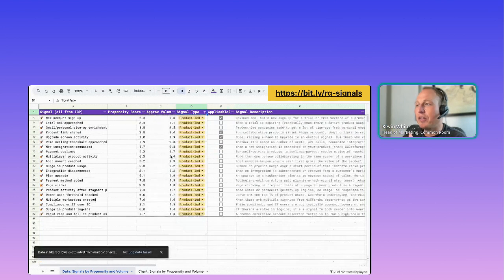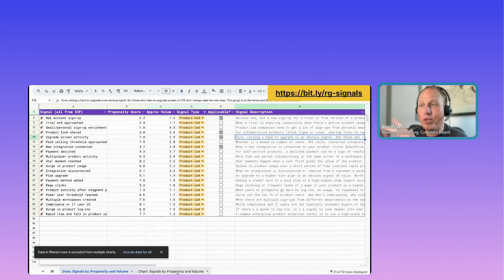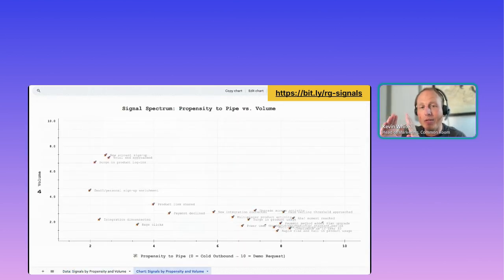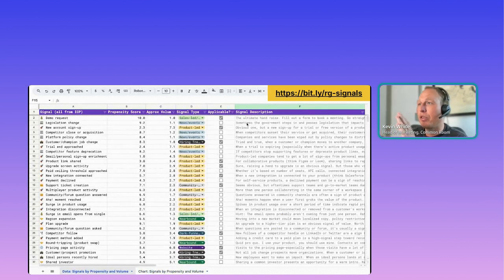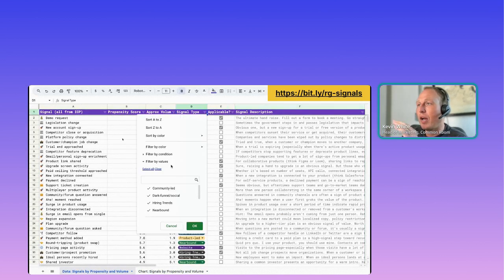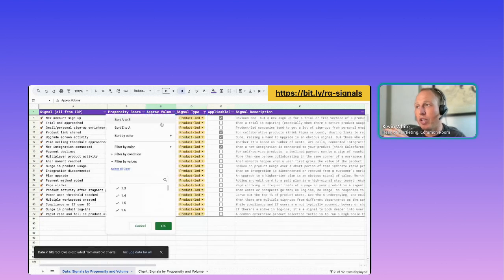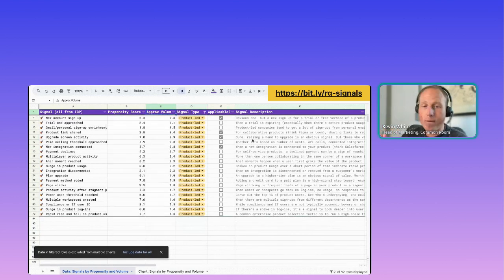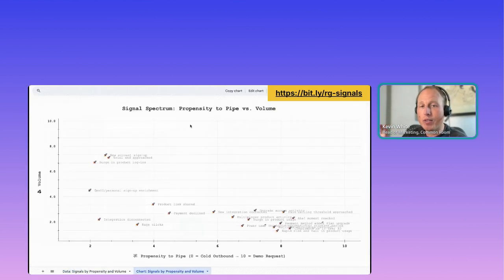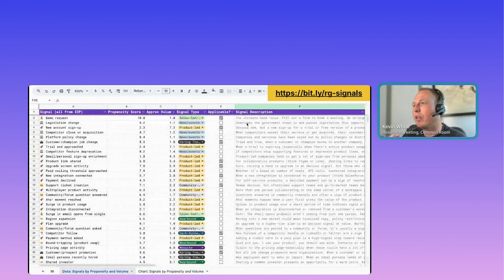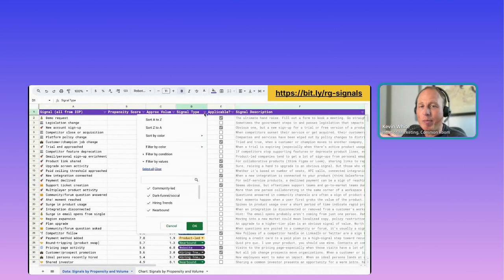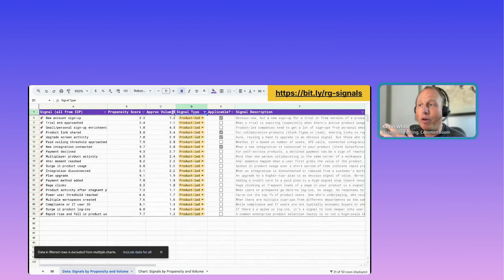The next thing I like to do, in the spreadsheet too, is look at the signals and approximate both the propensity score, meaning how likely that signal is to convert to a next stage, and also what volume of signal you can expect to get. A demo request is one example of a signal that's super high propensity, but probably really low volume. You're not going to get a ton of those, week over week.